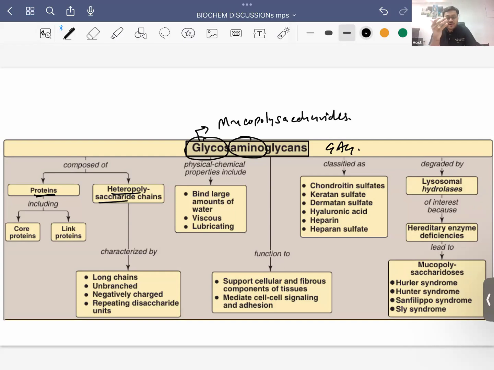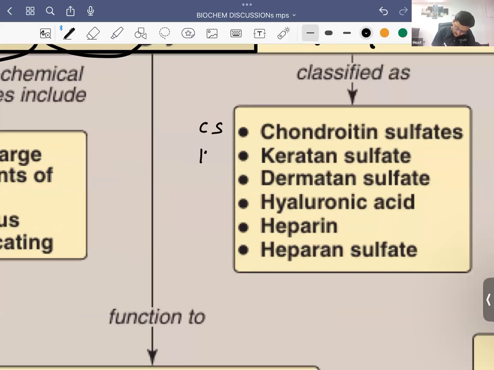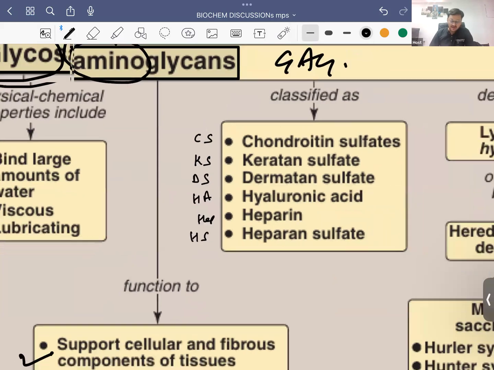All right. What is their function in our body? They support cellular and fibrous components, and they mediate cell to cell signaling and adhesions. What are examples of glycosaminoglycans? They are chondroitin sulfate, keratan sulfate, dermatan sulfate, hyaluronic acid, heparin, and heparan sulfate. These are all examples of glycosaminoglycans.